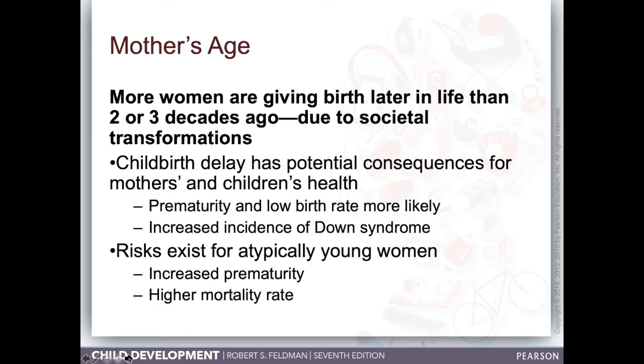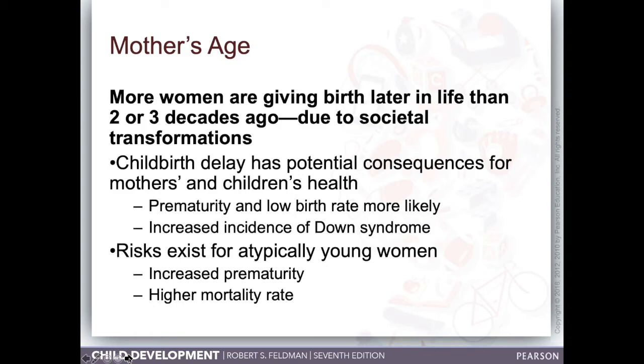So mother's age, more women are giving birth later in life than 2 or 3 decades ago due to societal transformations. Childbirth delay has potential consequences for mother's and child's health. They call anything above 36 a geriatric pregnancy, which is really funny to think about because 36 is not really that old, but it is definitely starting to be the time when a pregnancy would need to be paid a little bit more attention to.